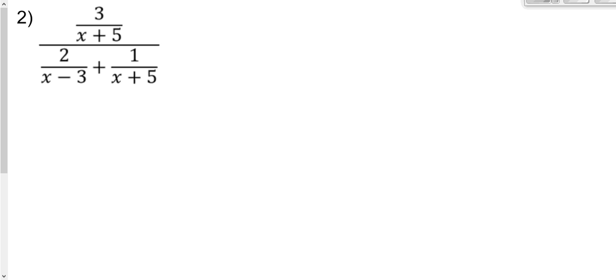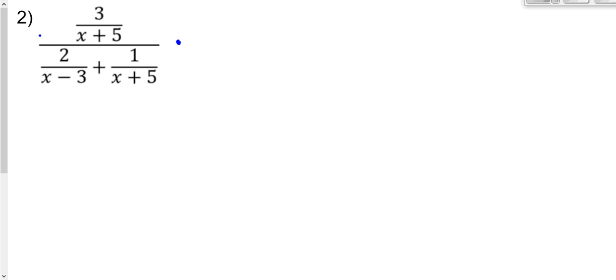Of course, we have to kick up the level of difficulty just a little bit. In the previous problem, we had numerical denominators. Now we have algebraic denominators. That's okay. We're going to do the same thing in theory. Let's find the common multiple of all of our denominators.